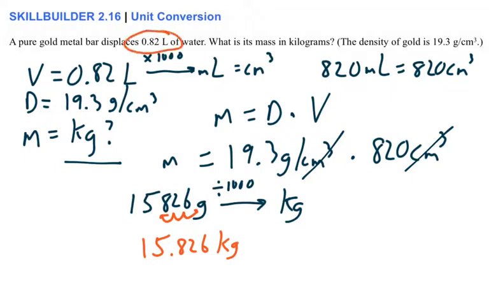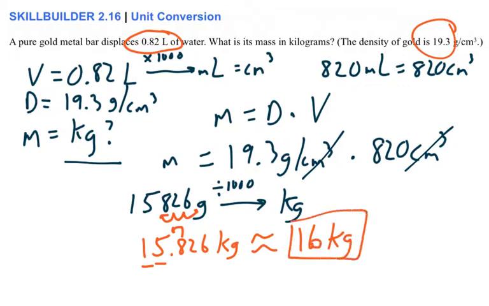Now, let's take a look at significant figures. This guy has 2. The density of gold had 3. So we want to show 2 because it's the lowest. So notice the 8 will bump that up. So when this gets rounded, it ends up being 16 kilograms as your final answer to 2 significant figures. Okay?